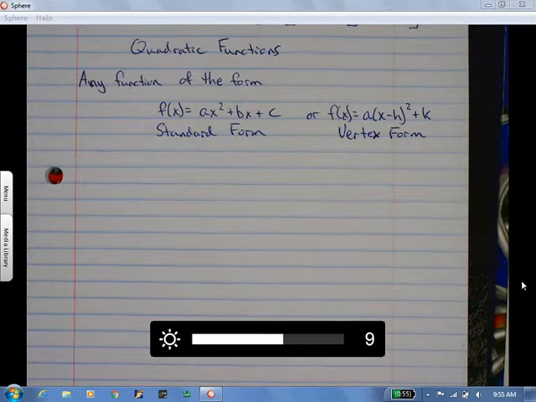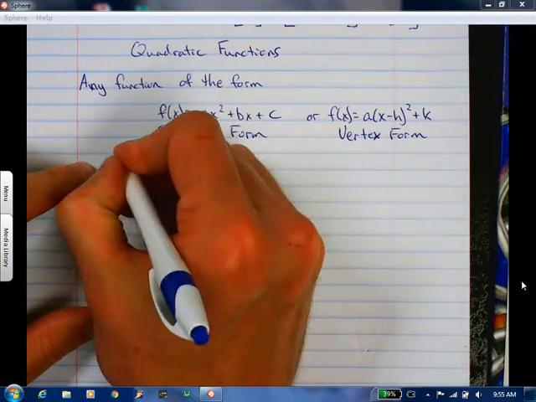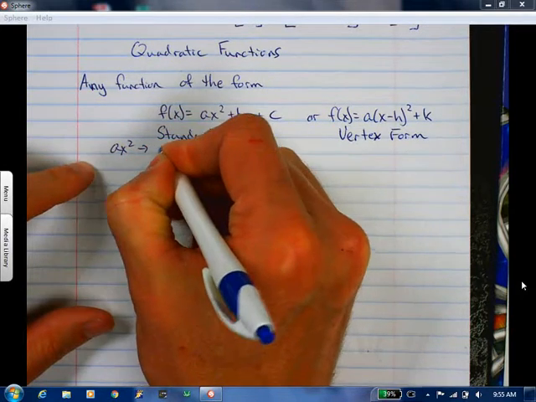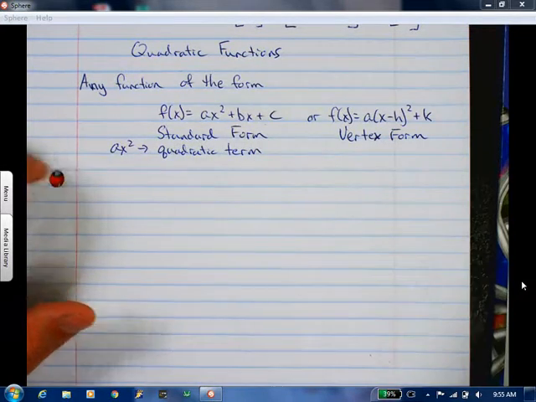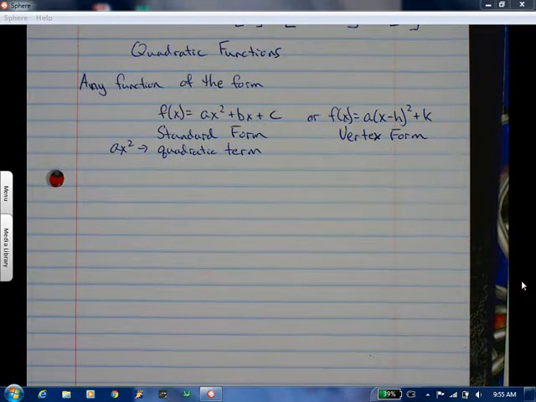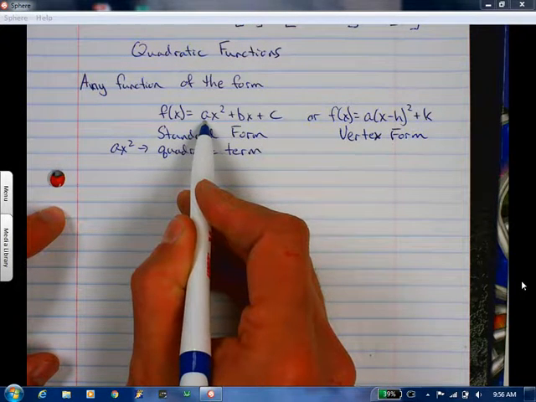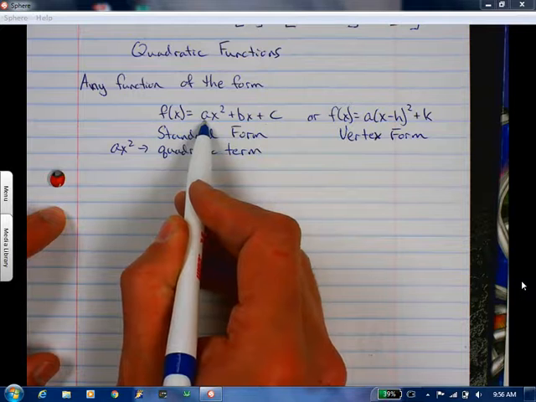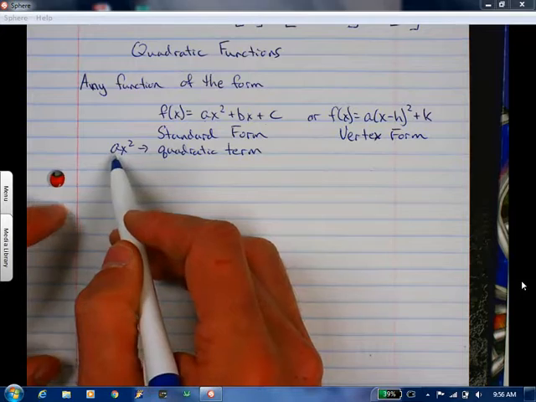So if you're in standard form, the ax squared is called your quadratic term. Ax squared is your quadratic term. What's the coefficient of x squared? The word coefficient. If it's ax squared, the coefficient of x squared would be the a. Coefficient is the number in front of a variable. So the coefficient of x squared would be the a. The a is going to help us graph these a lot.